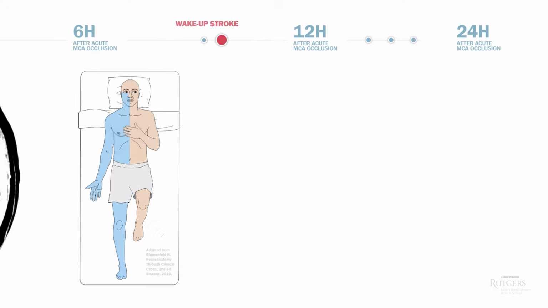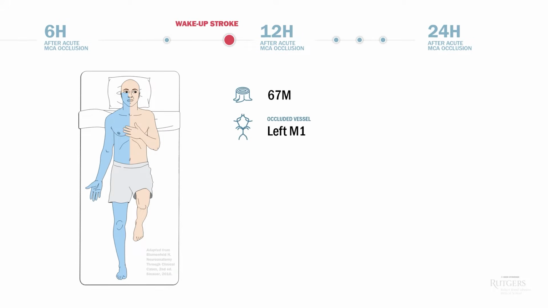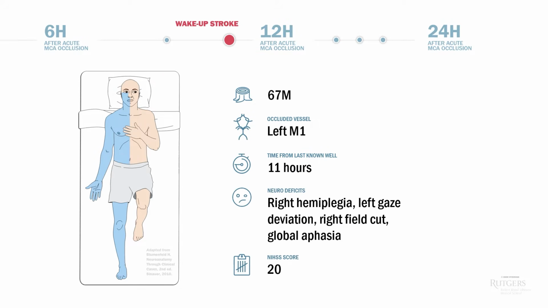Okay, what if we change the timing? Now we have a 67-year-old man with multiple vascular risk factors who presents with a left MCA occlusion just like in the last case. But this time, patient woke up with deficits. Time from last known well is 11 hours. He has a full MCA syndrome and NIH stroke scale score is 20.